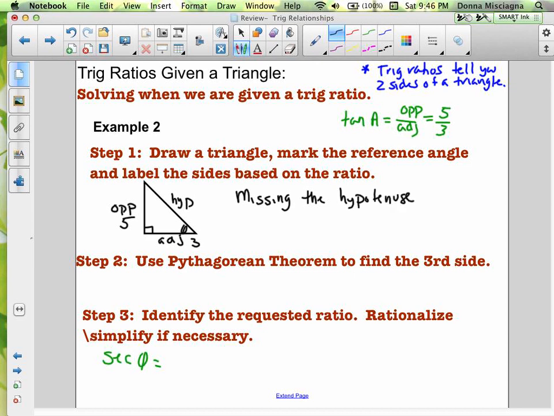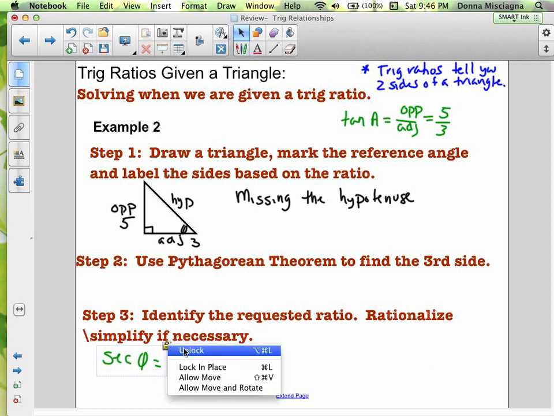Well, I should have chosen something where we'd have to rationalize, and we're not going to have to rationalize. Maybe I should have chosen secant. Maybe I should have chosen sine or cosine. Yeah, you know what? Let's choose cosine instead.